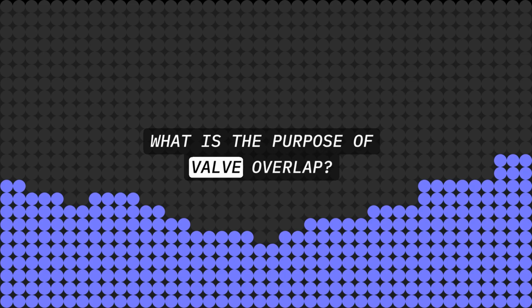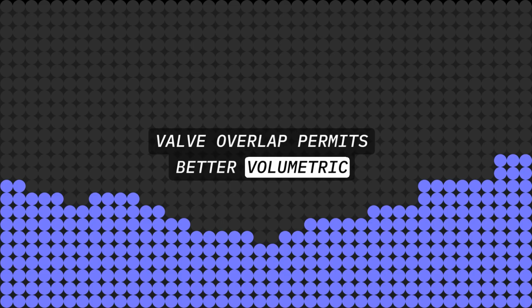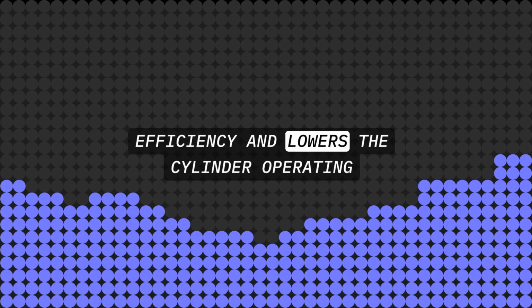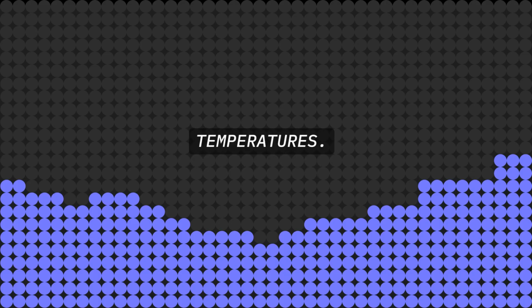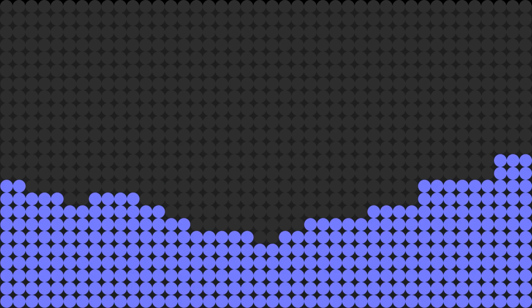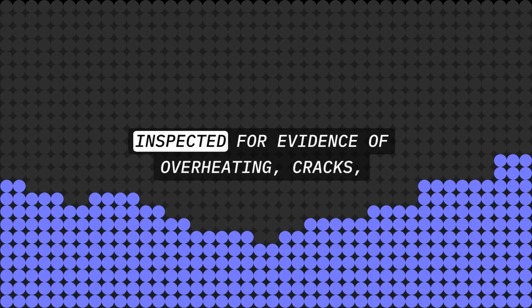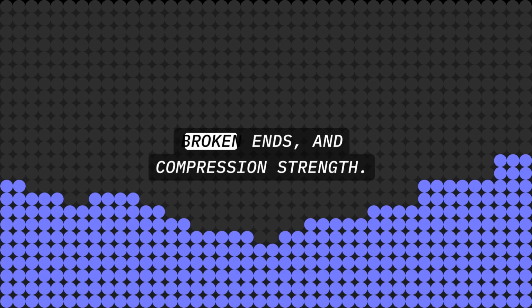What is the purpose of valve overlap? Valve overlap permits better volumetric efficiency and lowers the cylinder operating temperatures. Describe the inspection you would give the valve springs during engine overhaul. They should be cleaned thoroughly, then visually inspected for evidence of overheating, cracks, broken ends, and compression strength.